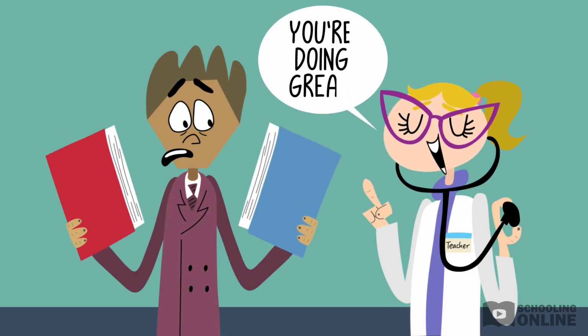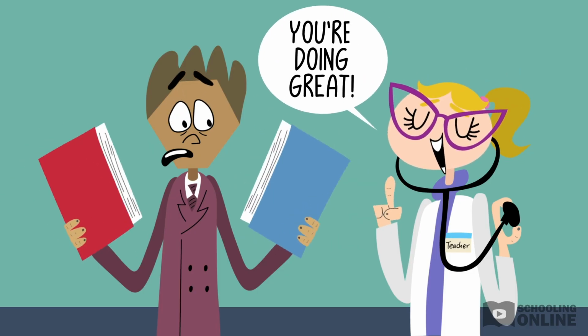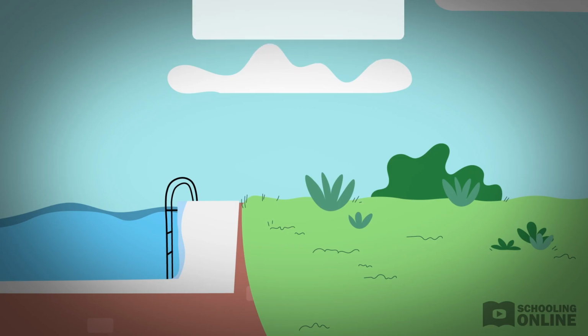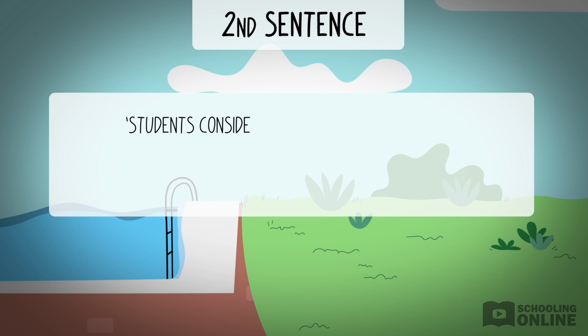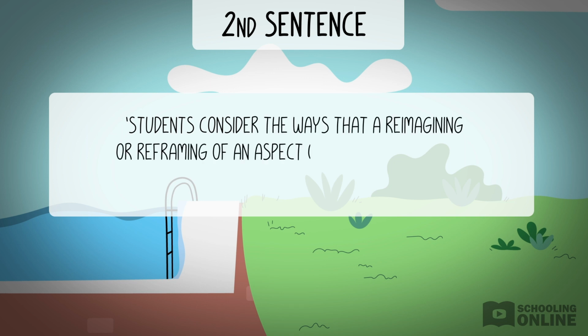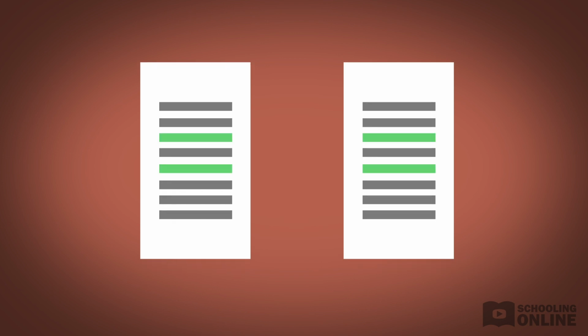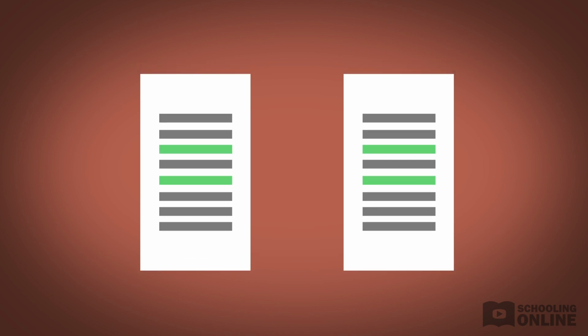You're doing great. Now that you've got the hang of resonances and dissonances, let's move on to the next part of the rubric. Students consider the ways that a reimagining or reframing of an aspect of a text might mirror, align, or collide with the details of another text. When you start to study your texts side by side, you may notice that one of the texts will recycle or reuse aspects of the other.